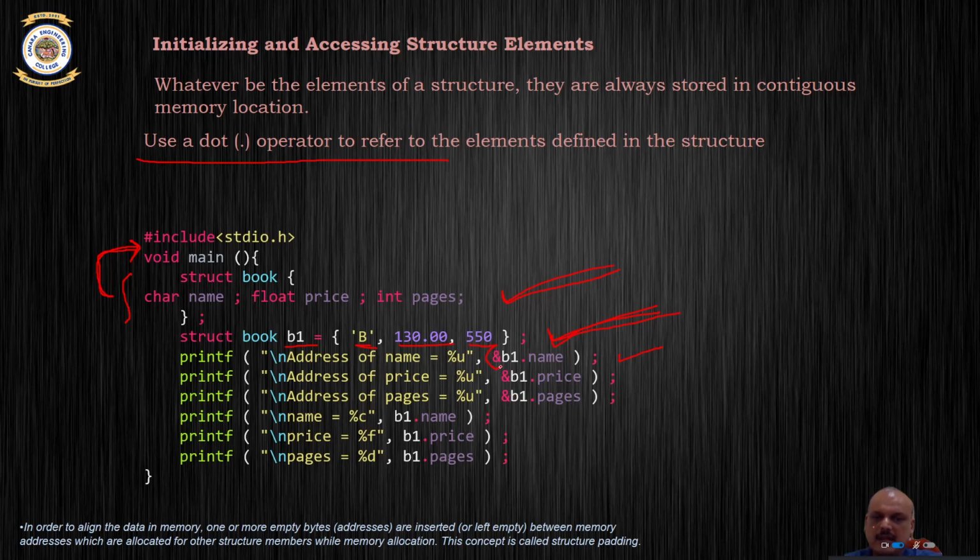Mind you, I am using the ampersand operator, so I am basically printing out the address where the name, the price and the pages information of the struct B1 is being stored. So you can use the dot operator to access the address of the individual elements. You can basically use the dot operator in order to access the values contained by this element as well. So here I am printing out the name of the book, %C since name is a character, then %F since price is a floating point, and similarly number of pages is an integer.